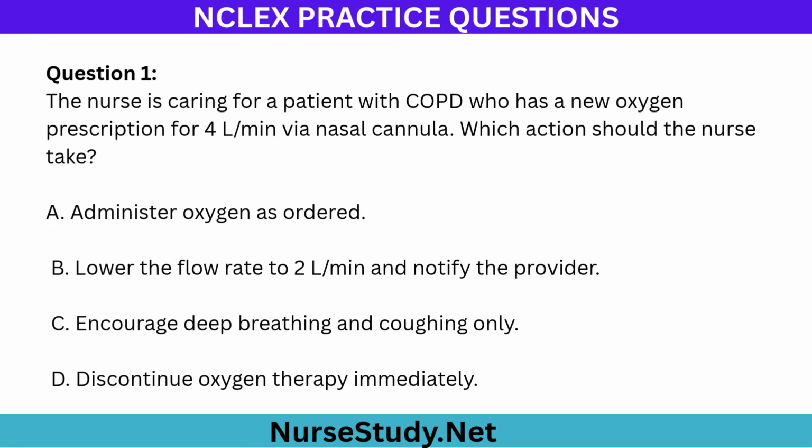Nursing practice questions. Let's test your understanding with 5 NCLEX-style questions. Question 1. The nurse is caring for a patient with COPD who has a new oxygen prescription for 4 liters per minute via nasal cannula. Which action should the nurse take? A. Administer oxygen as ordered. B. Lower the flow rate to 2 liters per minute and notify the provider. C. Encourage deep breathing and coughing only. D. Discontinue oxygen therapy immediately.